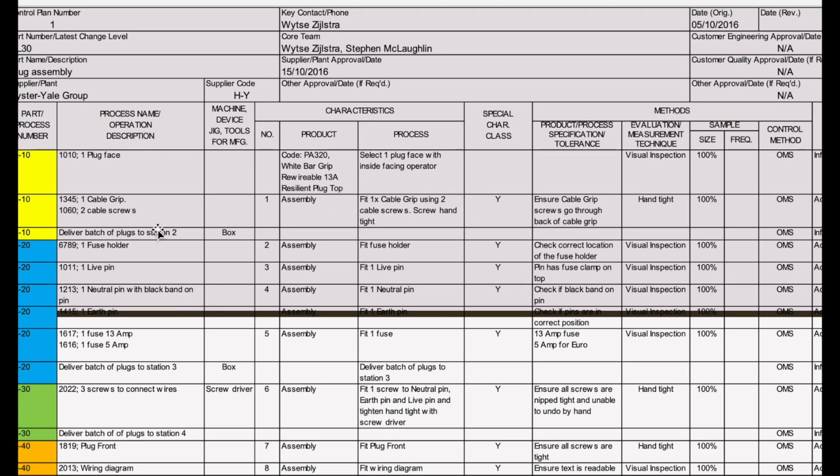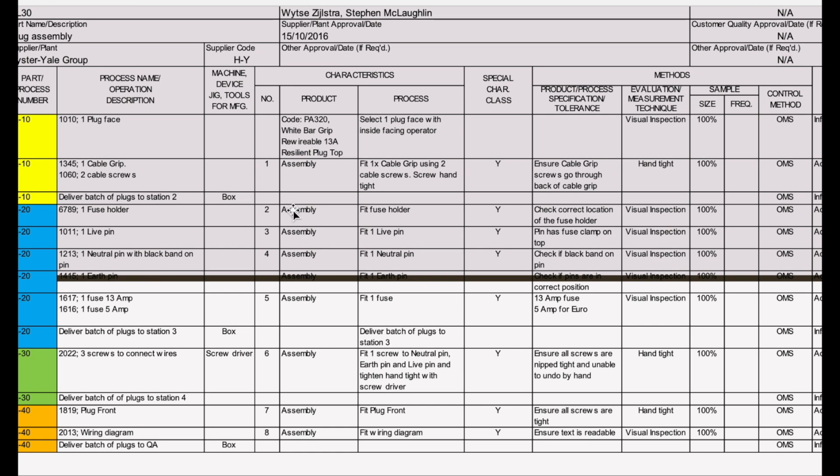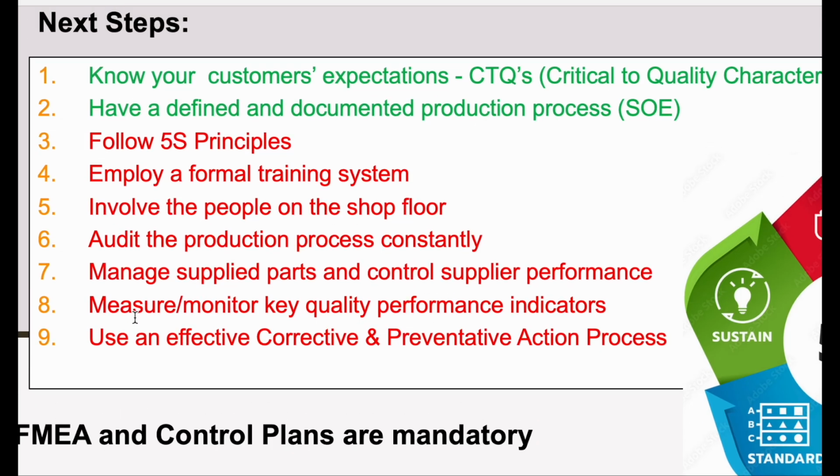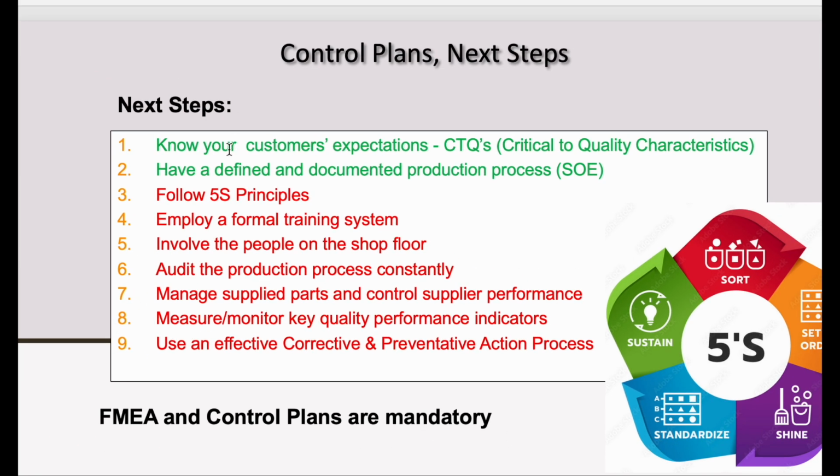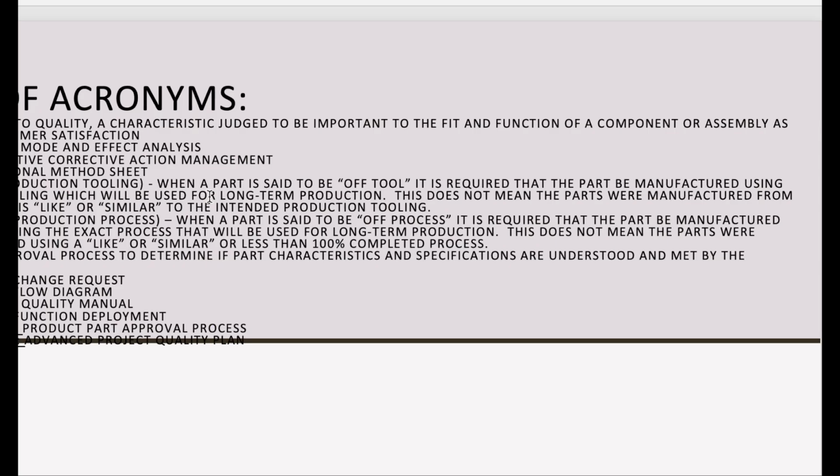We have the process names right here, the operation descriptions, the product, and the process itself. Sometimes you could see that some of the processes might refer to other documents. Don't be too shy to do that. And here it says the next steps, meaning follow, for example, 5S principles.